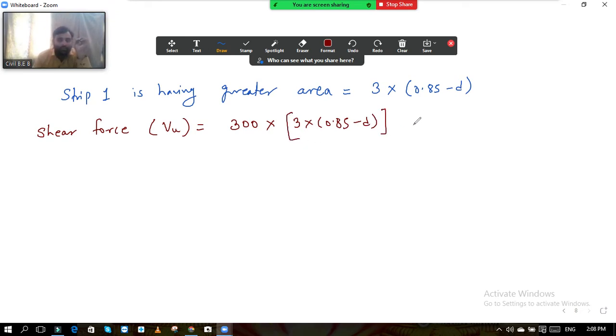So therefore Vu is equal to, simplify this, what you will get, let me know. 300 into, it is 0.85 into 3, so how much is it?